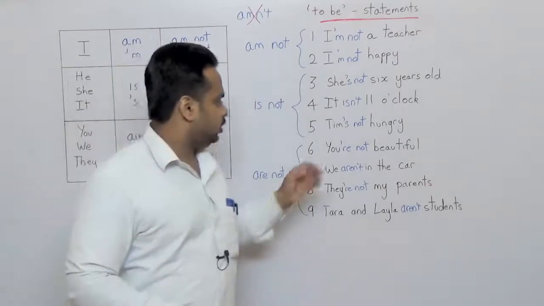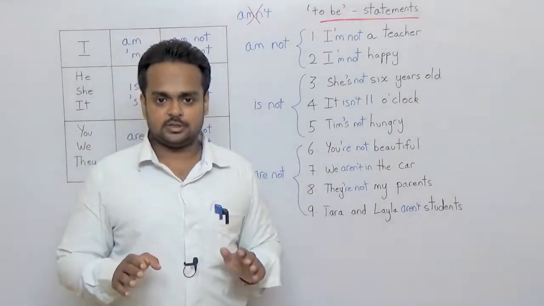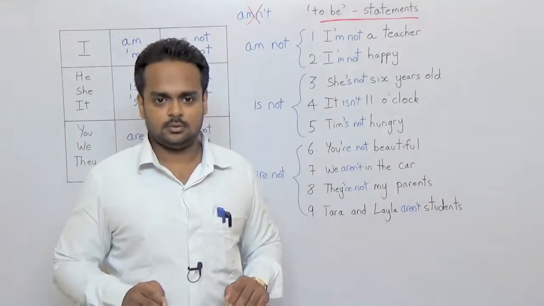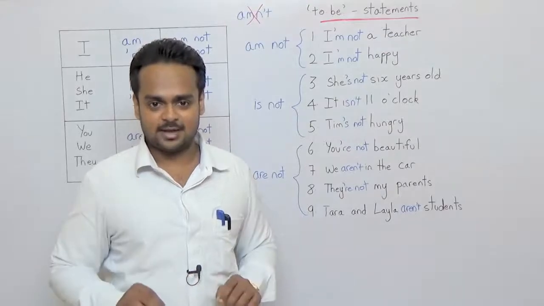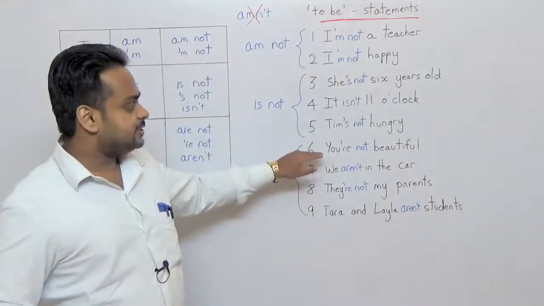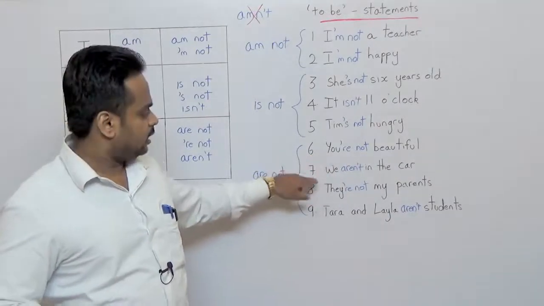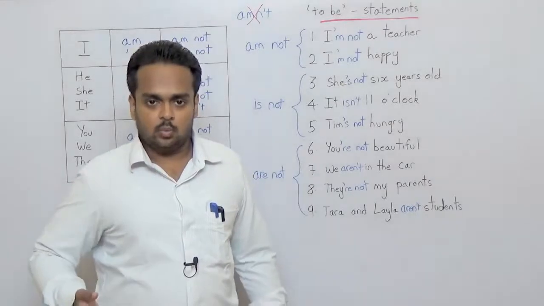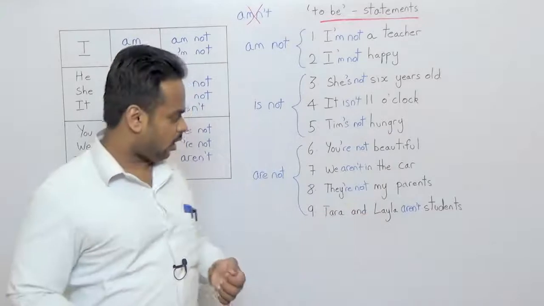Now for are, you can use either apostrophe re and not, or aren't, just like for is. So this example is a little rude. That means it's not a good thing to say. If you say to someone, "You're not beautiful," it's not a nice thing to say. Grammatically, it's okay, but please don't say it to anyone. But the example is, "You're not beautiful," or "You aren't beautiful." Number 7, we aren't in the car. We aren't in the car, we're in the house. You can also say, "We're not in the car."